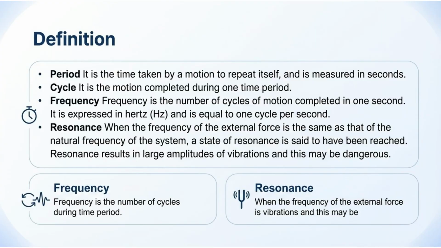Key definitions include period, the time for one repetition, cycle, the motion completed in one period, and frequency, the number of cycles per second, measured in hertz. Resonance occurs when the external force frequency matches the system's natural frequency, potentially causing large and dangerous amplitudes.